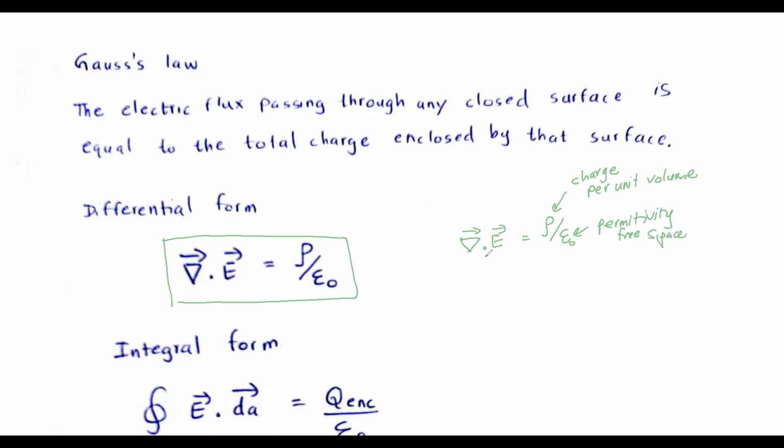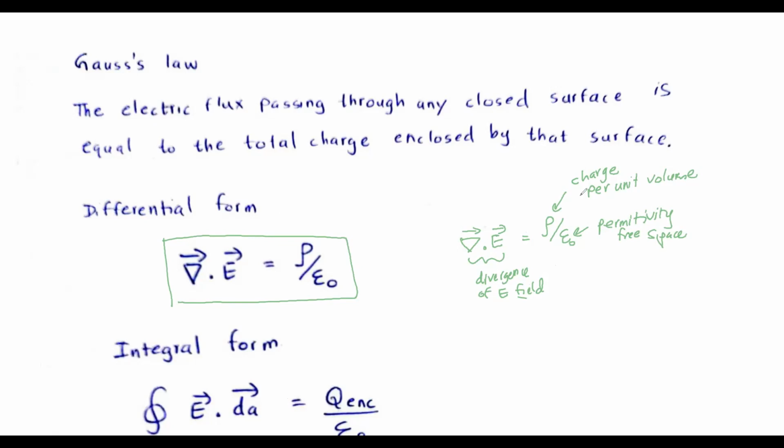So the dot product is giving us the divergence of the electric field: how much of the electric field lines or electric field strength is going outward from a certain closed surface. So that is the mathematical representation of the Gaussian law for the electric field.